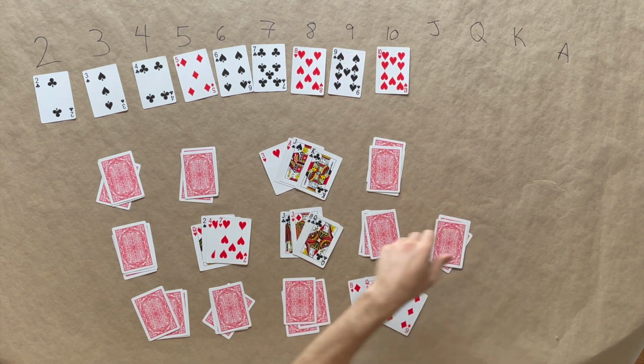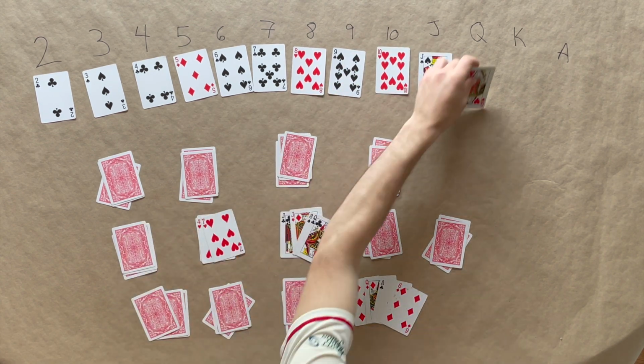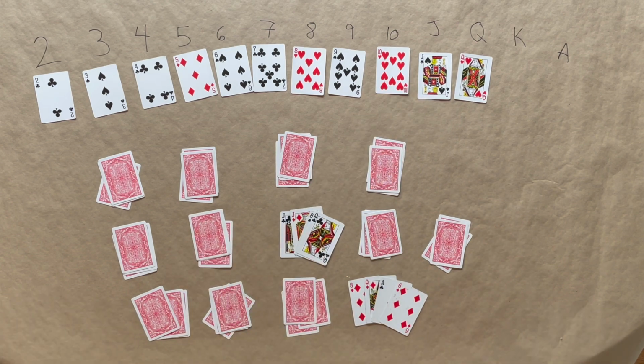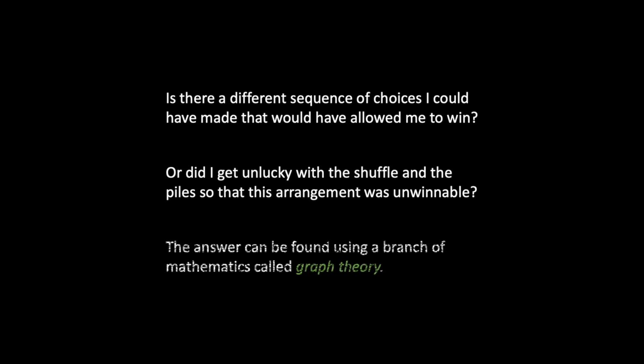The way I'm playing right now, I don't have a particular pattern in mind. I've got 3 piles left, but you see with these last 2 piles, I can't make the matches. Now, is there a different sequence of choices I could have made that would have allowed me to win? Or did I just get unlucky with the shuffle so that this arrangement of piles was just unwinnable?